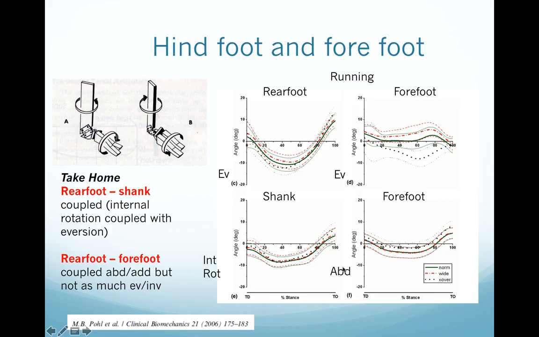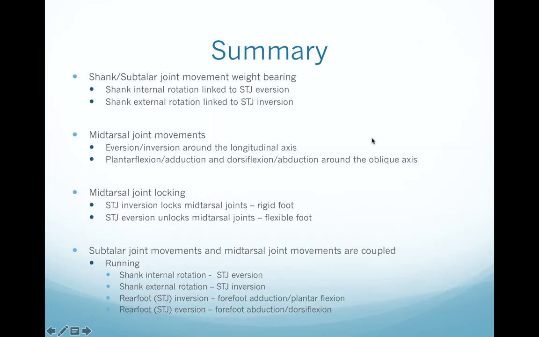in abduction and dorsiflexion would be occurring here as the shank internally rotates, and then adduction and plantar flexion would be occurring here as the shank externally rotates. And so this fits nicely with the idea of arch raising and lowering. And so what we can see with this data is that shank motion appears to be more effectively linked to the oblique axis than it is to the longitudinal axis of the mid-tarsal joint.